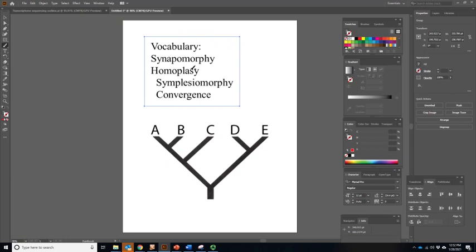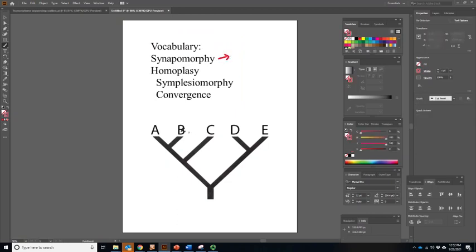So that's an example of how a symplesiomorphy can give you an example. But let's map these one by one onto the tree here. So synapomorphy. If A, B, and C represent mammals, I could put a line here and say this represents milk production for young. And that's a good synapomorphy because they all have it. Okay. What if I said hair?